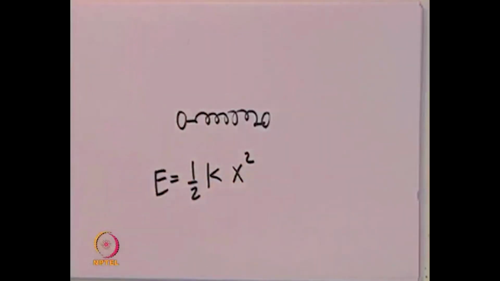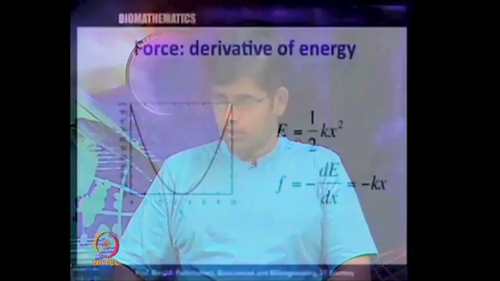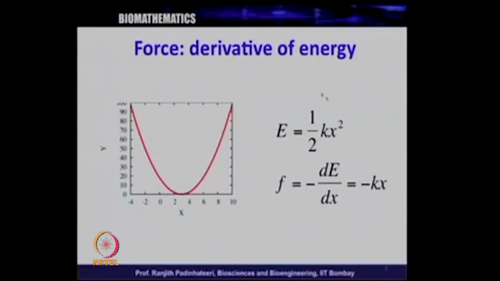We know that the energy of a spring, or anything like a spring, the elastic energy for stretching, is half k x square. That is what is written here, E is equal to half k x square. Now, if you know this energy, finding the derivative dE by dx with a minus sign will give you force in this case. So, let us calculate dE by dx of half k x square.